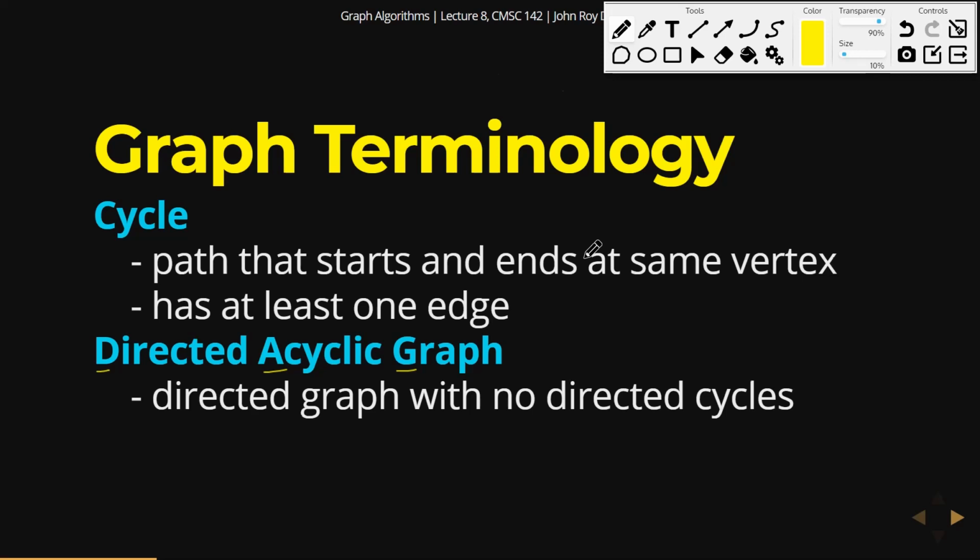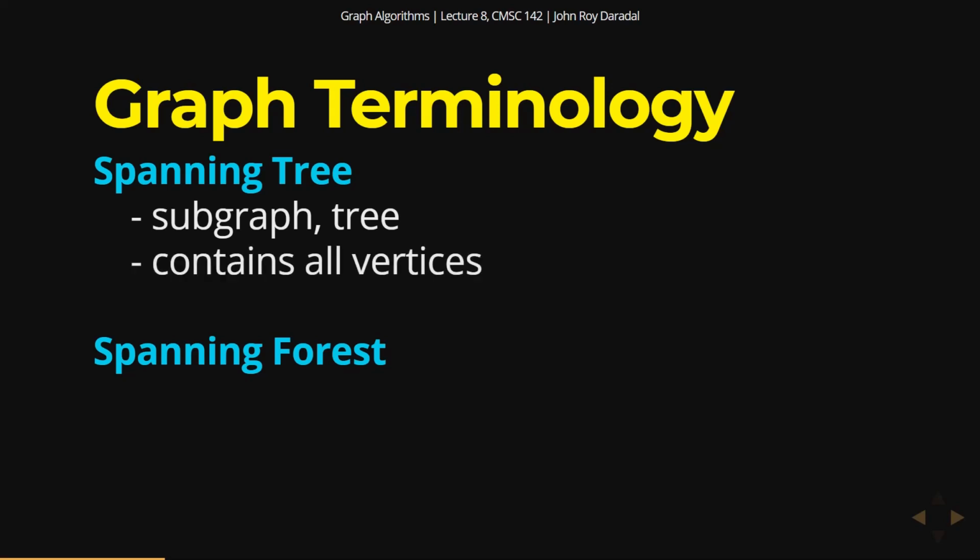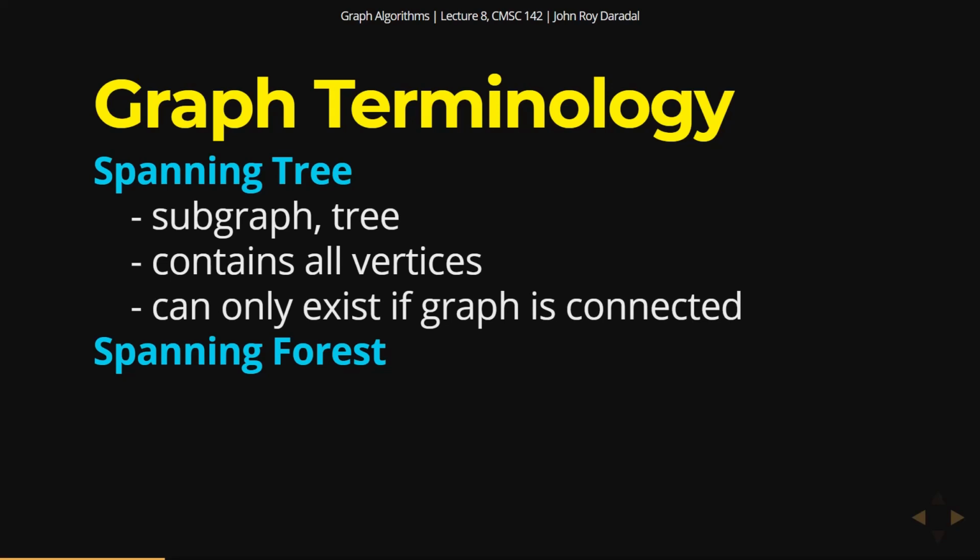Okay, so next we have something called a spanning tree. So a spanning tree is just a subgraph which is a tree. Okay, so it contains all vertices and it can only exist if the graph is connected. So we will actually see this more in the next video when we talk about minimum spanning trees. But basically, it's a tree that spans all vertices. So meaning it's a collection of edges such that all vertices are covered at least once by the selected edges. Okay, so yeah, we will talk more about this in the next video.